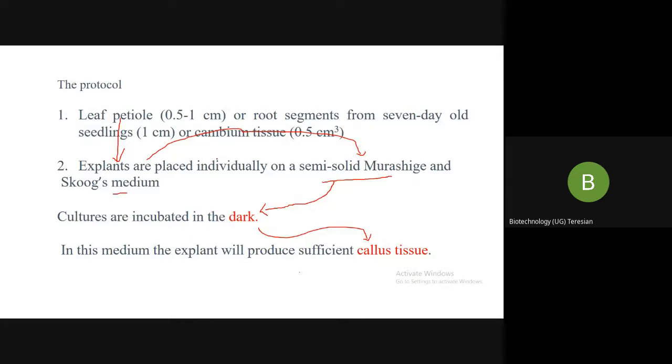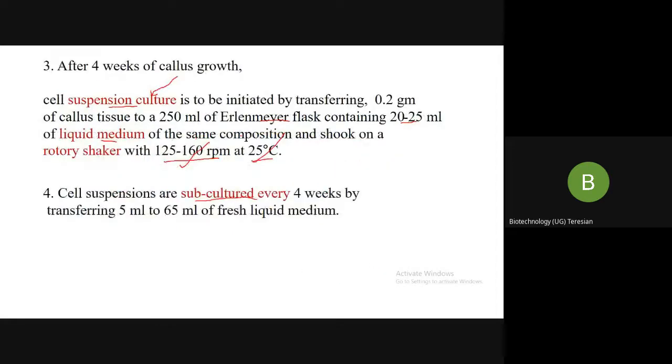A quick recap: take the explant from the 7-day old seedling, place the explant in the semi-solid Murashige and Skoog media, and culture them in the dark. They will develop into callus tissue, and after 4 weeks of callus growth, grow them as a suspension culture in an Erlenmeyer flask using a rotary shaker.